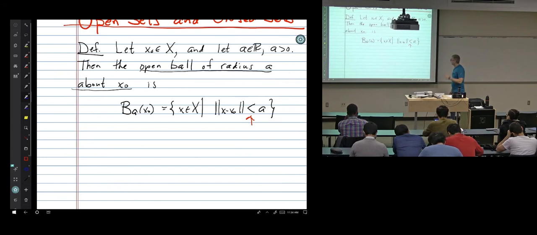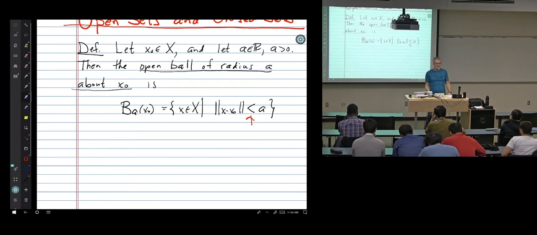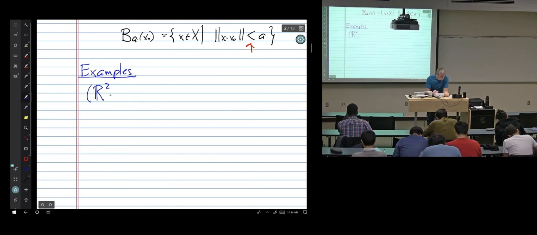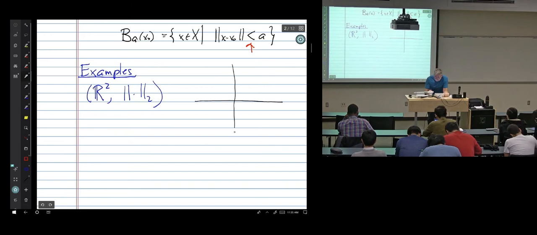Okay, so the picture in your mind, right, is you take your x0 and you just draw a ball, right? That's the picture everybody has in their mind. Good, let's do some examples. Examples. So let's do R2, and I'll attempt to draw these with the 2 norm. And I'm going to draw, in each case, the ball of radius 1 about the origin.